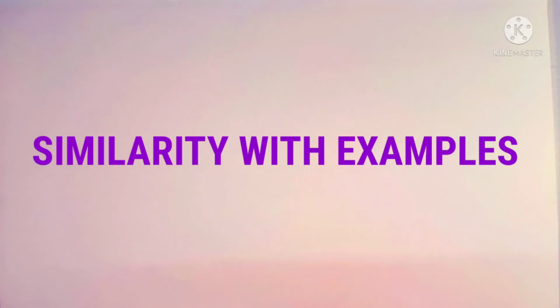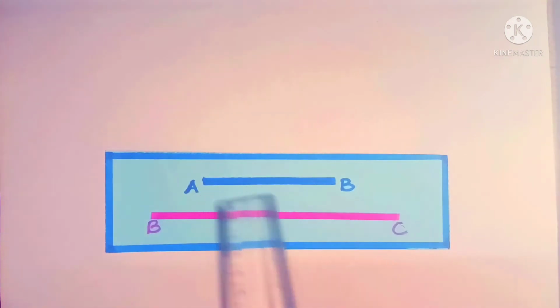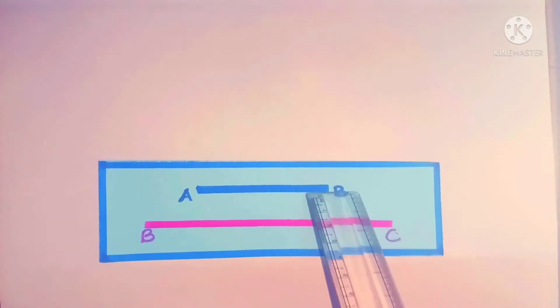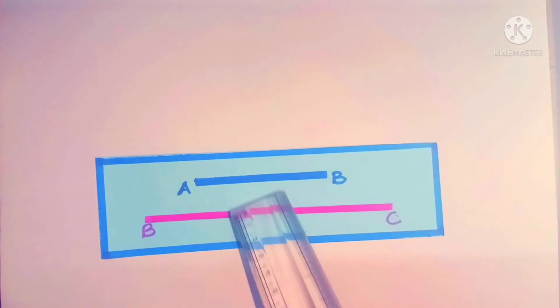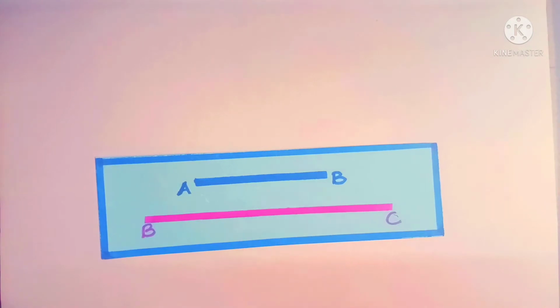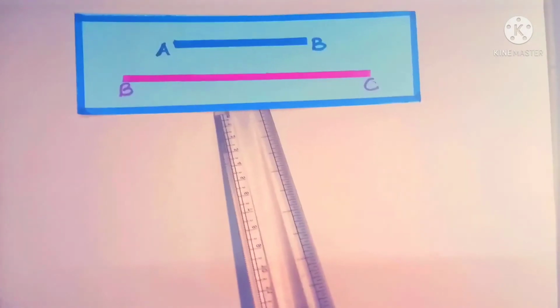Let's clearly understand what is the meaning of similarity. Here are two lines, AB and BC. When we look at these lines, we see that one line is smaller and the other line is longer. So they both are similar lines. Next comes the example of another figure.